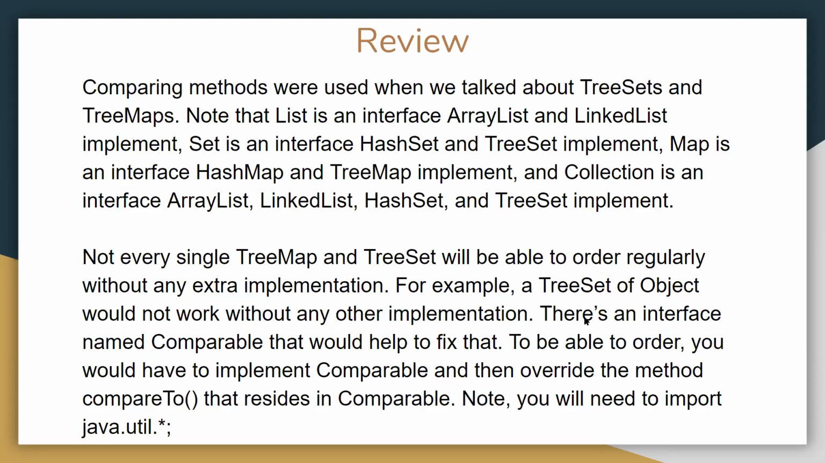So the first compare method is an interface named comparable that would help to fix that. To be able to order, you would have to implement comparable, which is an interface, and then override the method compareTo that is in the comparable. I know that you'd have to import java.util.*; and that's just a general rule, if you remember, for everything in collections. So array list, linked list, hash set, tree set, you'll have to use this import java.util.